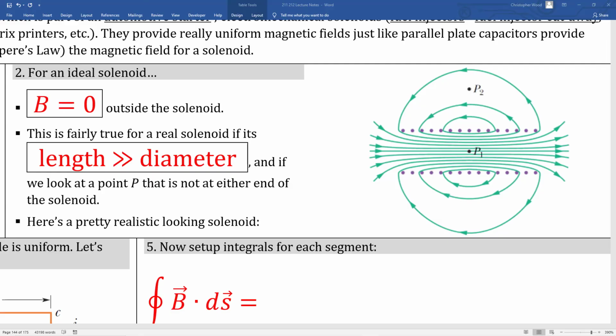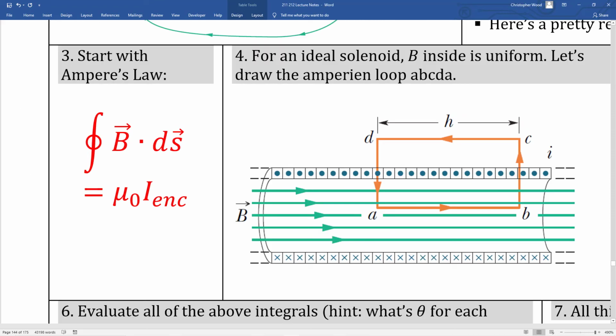Okay, the goal is to find the magnetic field at the very center of the solenoid that you see there, labeled P subscript 1. The following analysis assumes an ideal solenoid. That means there is no magnetic field outside the solenoid, which is relatively true if the length is quite a bit larger than the diameter. Box 3, start with Ampere's law. Box 4, draw the Amperian loop.